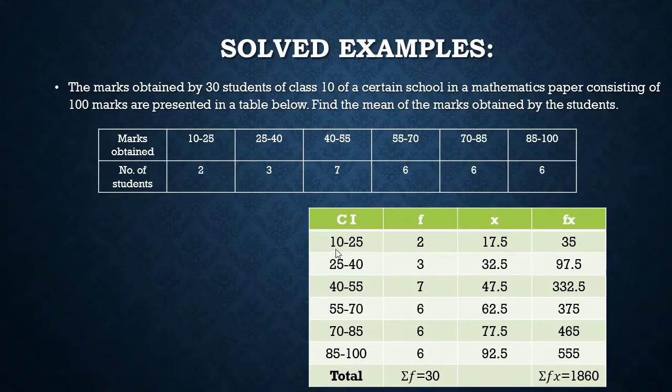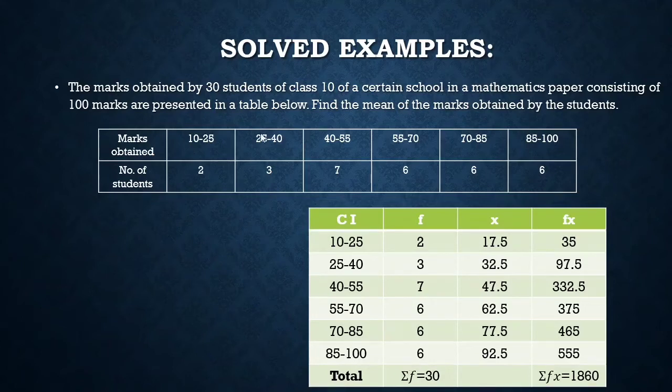So here 10 to 25, the corresponding frequency is 2. 25 to 40, corresponding frequency is 3. You can see it here also. 40 to 55, the corresponding frequency is 7. 55 to 70, the corresponding frequency is 6. 70 to 85, the corresponding frequency is 6. 85 to 100, once again the corresponding frequency is 6.